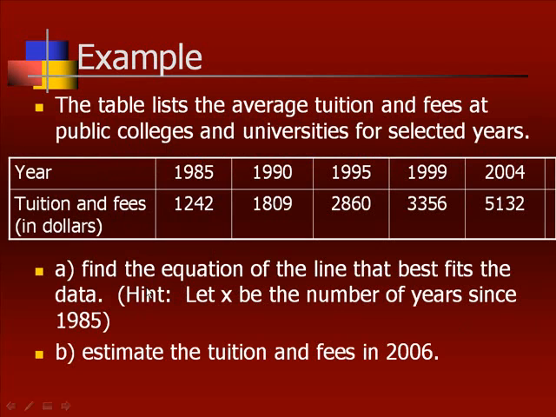Another example. The table lists the average tuition and fees at public colleges and universities for selected years. Find the equation of the line that best fits the data. Same thing. Let x be the number of years since 1985. So we're going to say this is 0, this is 5, this is 10. From 1999 to 1985 would be 14. From 2004 to 1985 would be 19. So these are the x values that we're going to use in our calculator.